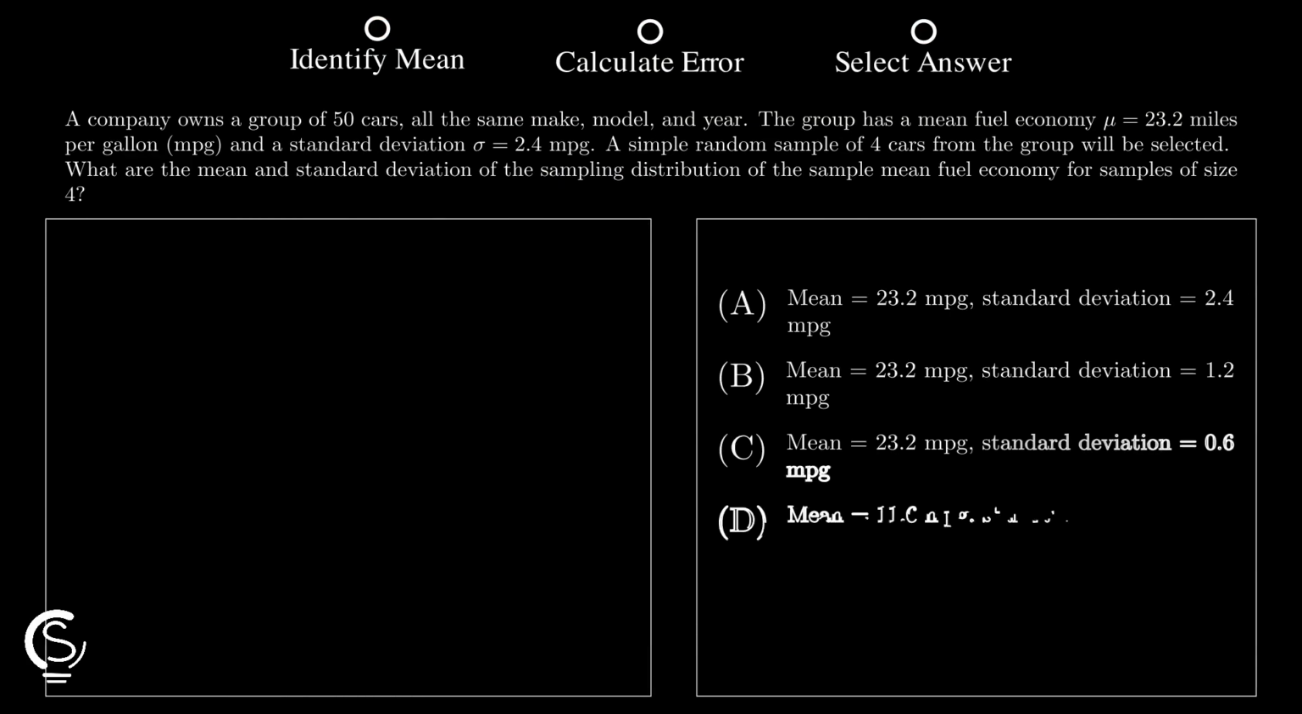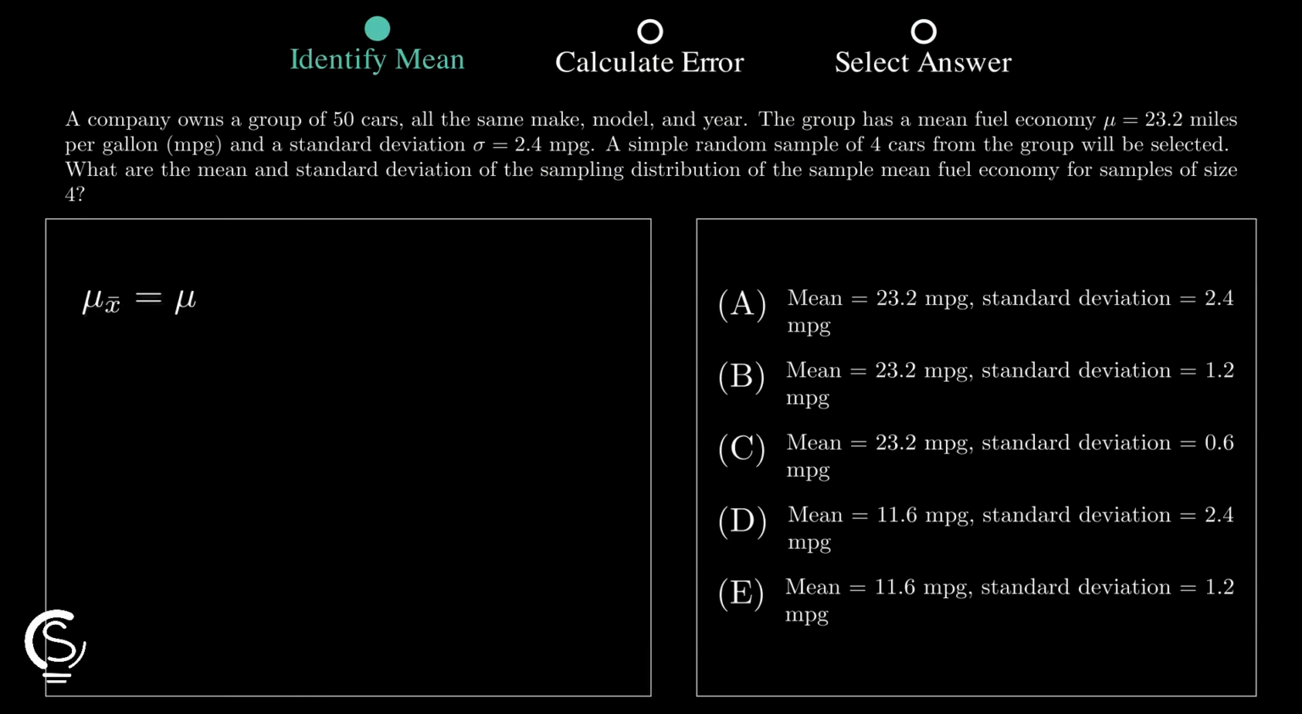The mean of the sampling distribution is always equal to the population mean. Since our population mean is 23.2, the sampling distribution mean remains exactly 23.2.